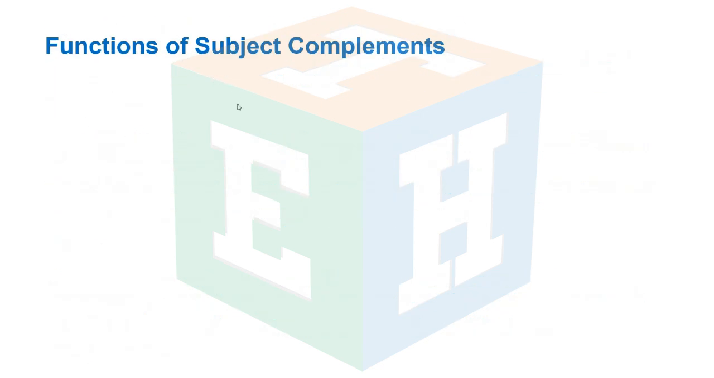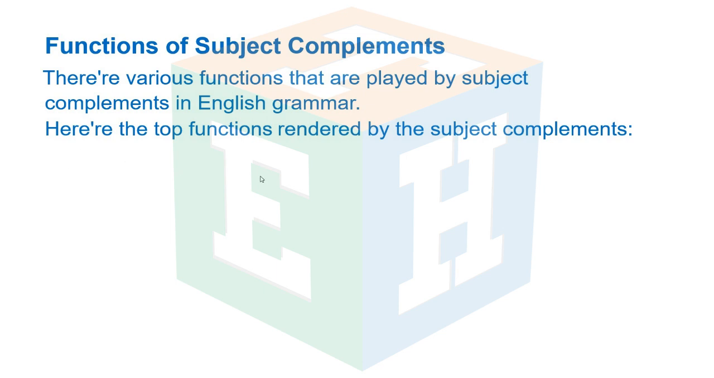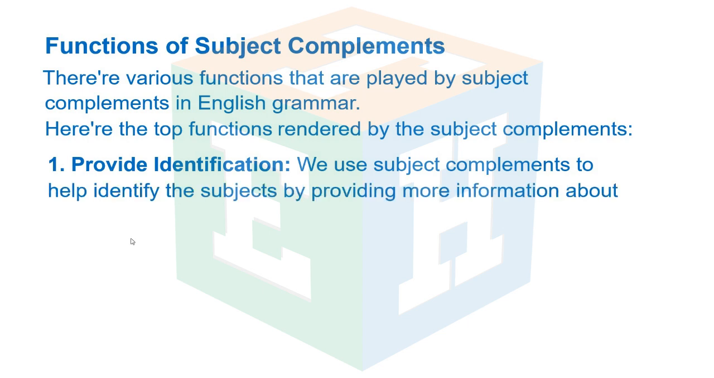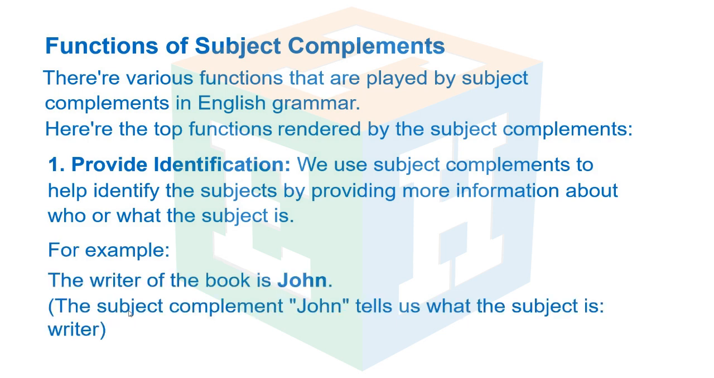Functions of subject complements. There are various functions that are played by subject complements in English grammar. Here are the top functions rendered by the subject complements. 1. Provide identification. We use subject complements to help identify the subjects by providing more information about who or what the subject is. For example, the writer of the book is John. The subject complement John tells us what the subject is, which is a writer.